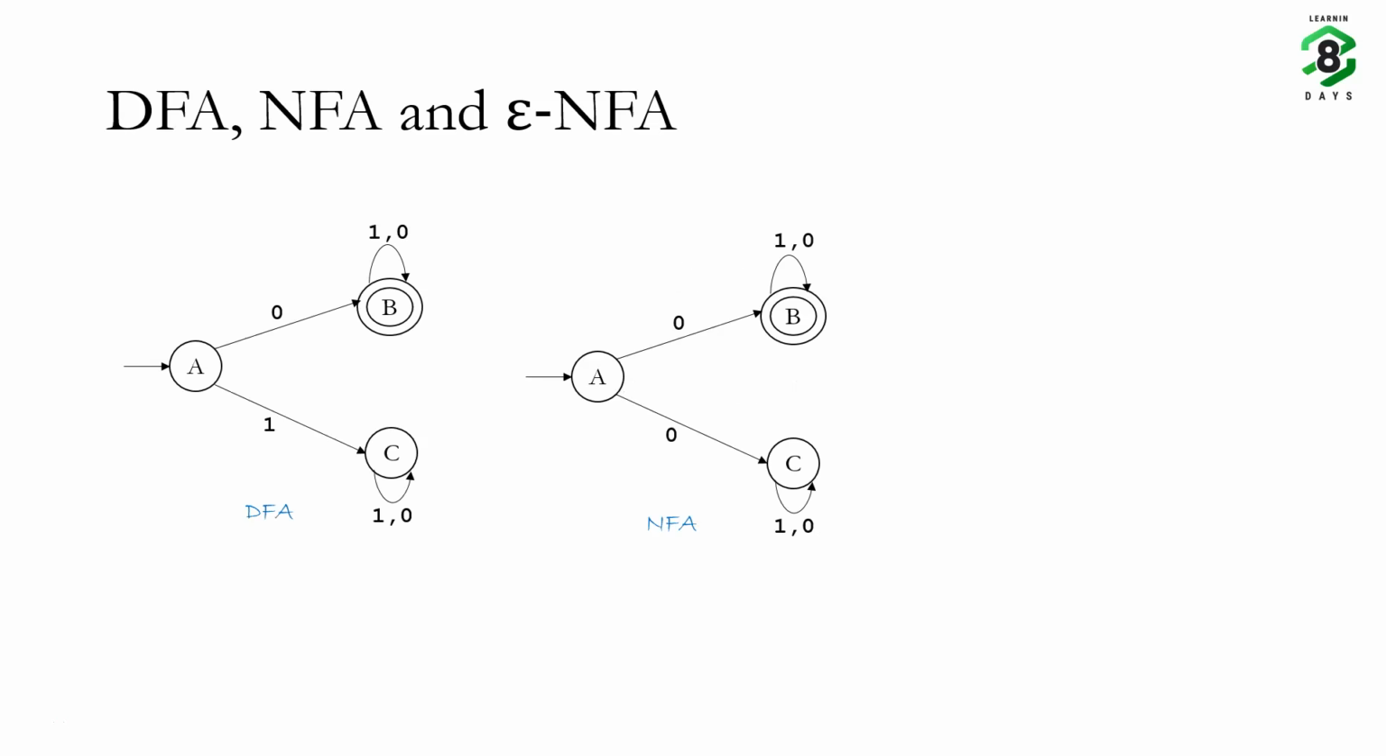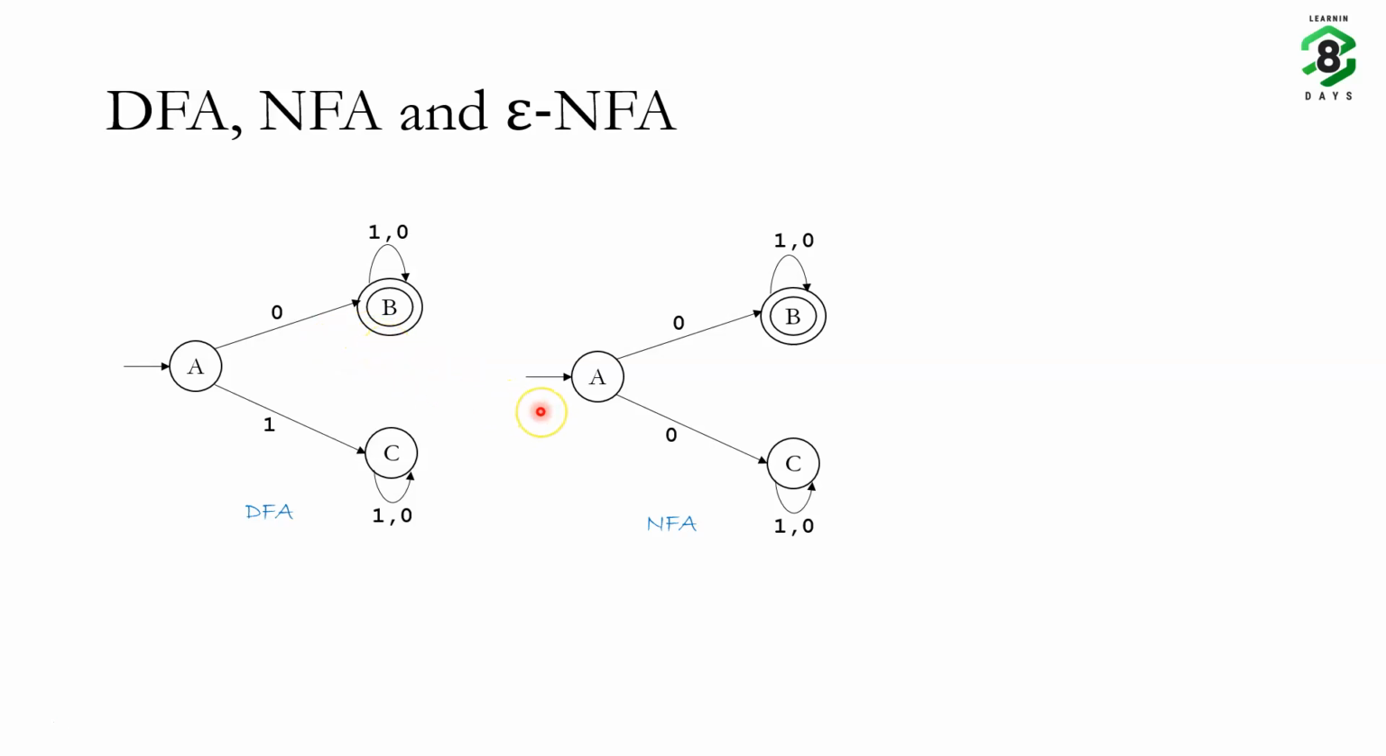In DFA, given a state and an input symbol, we can determine what is the next state. For example, if you look at this DFA and I ask you if the current state is A and the input symbol is 0, what is the next state? You can surely tell me that the next state is B.